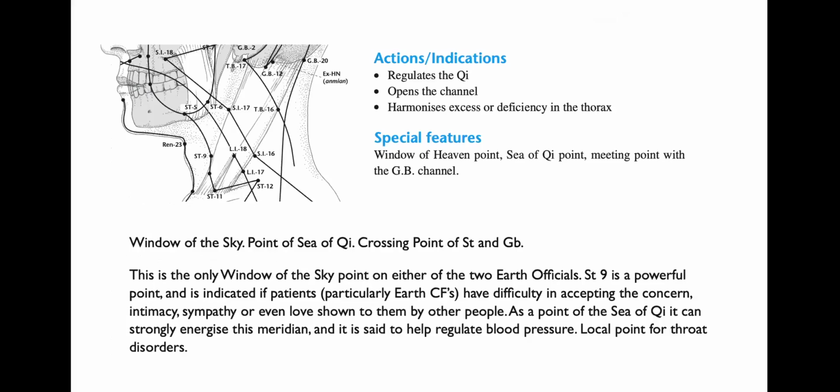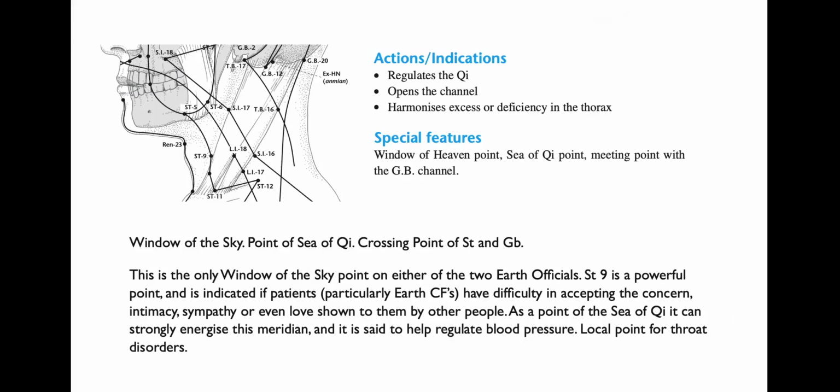For actions or indications: regulates the qi, opens the channel, and harmonizes excess or deficiency in the thorax. For special features: window of heaven point, sea of qi point, and meeting point with the gallbladder channel. Window of the sky point, sea of qi point, crossing point of stomach and gallbladder. This is the only window of the sky point on either of the two earth officials.